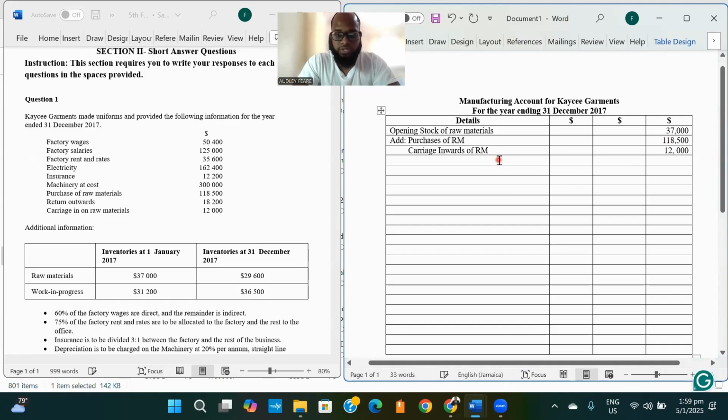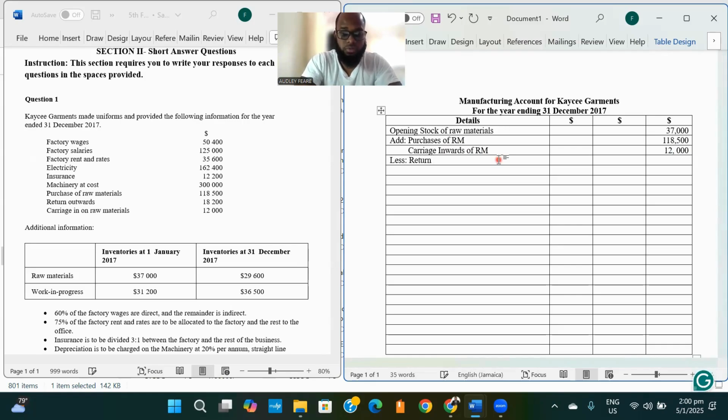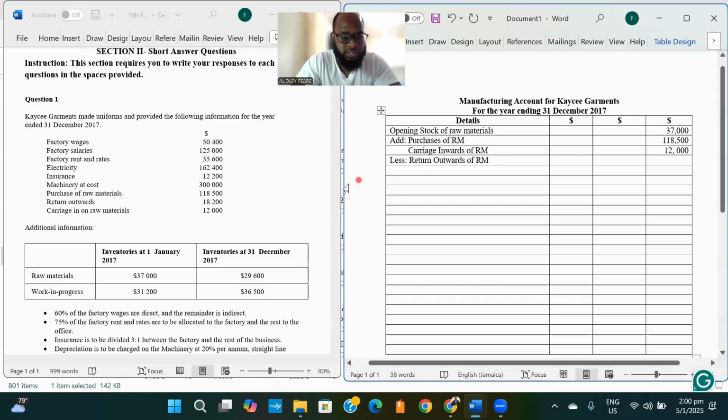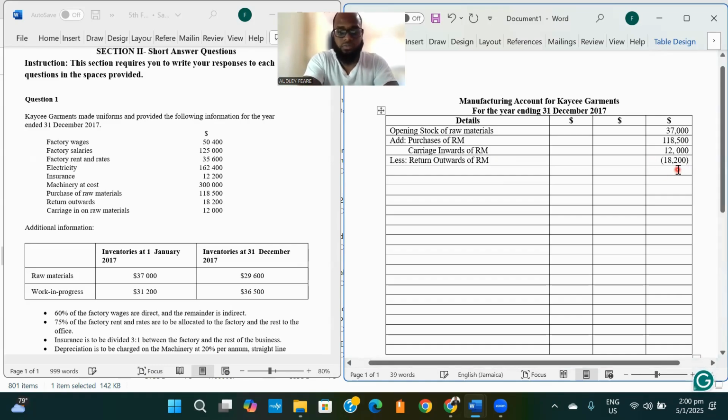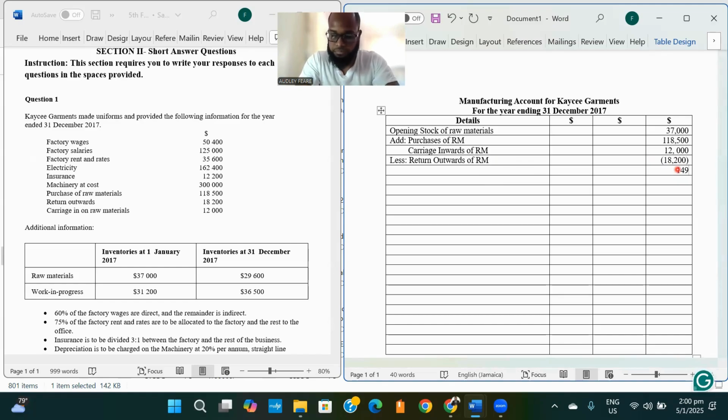And then we're going to deduct our returns outwards of raw materials, and that was 18,200. We're going to subtract that, so less, put it in brackets, 18,200. And then we're going to compute this to see what we get. And the figure we're getting here is 149,300. All right, so let's continue.